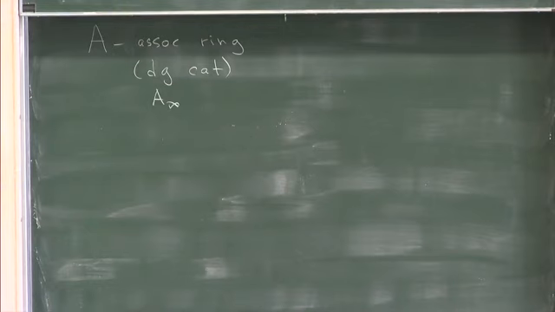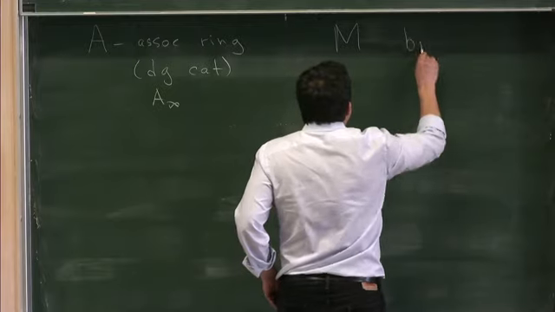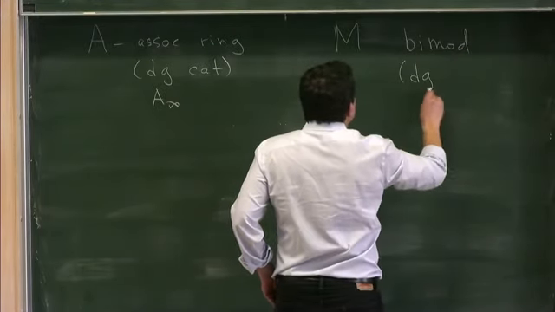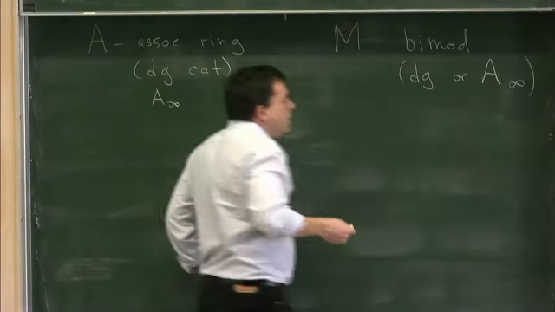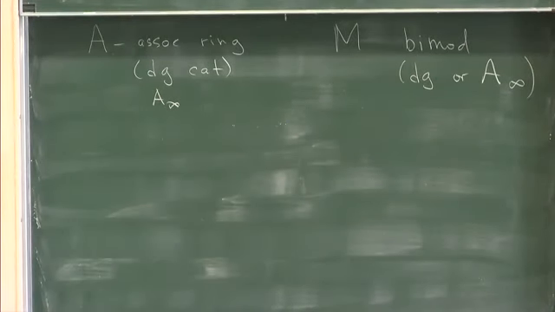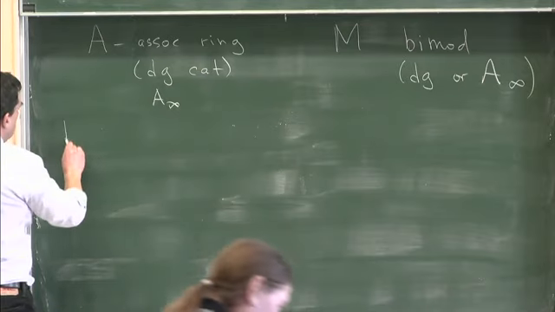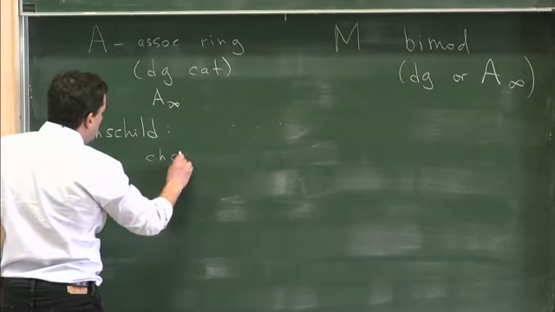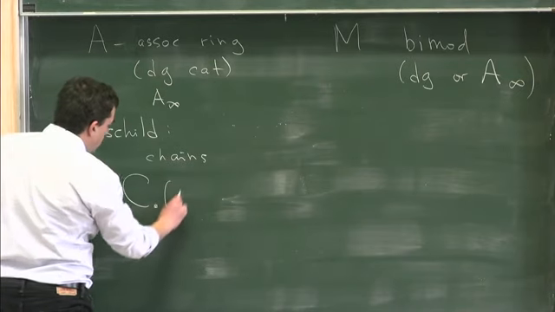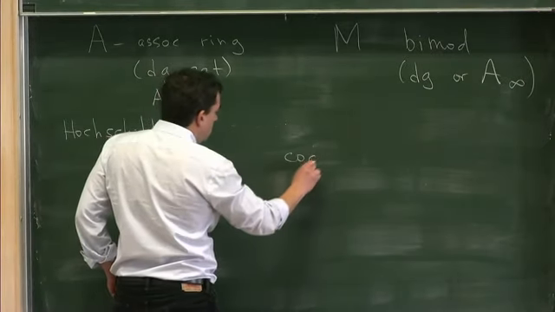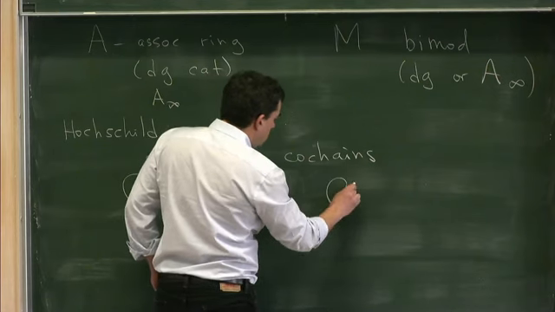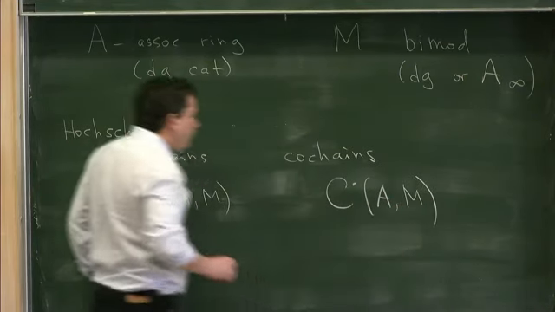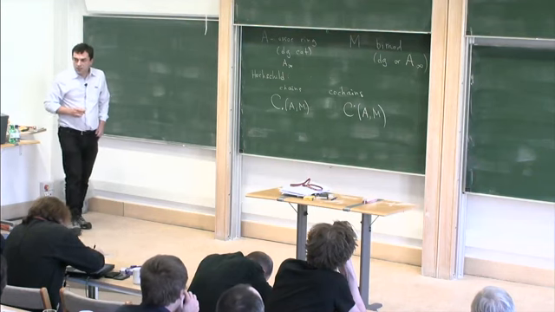Let A be an associative ring, or more generally, let's say a differential graded category, and M a bimodule, again a DG bimodule, or maybe an A-infinity bimodule over A. Then it's classical from 1946 that there are chain and cochain complexes with coefficients in this bimodule.